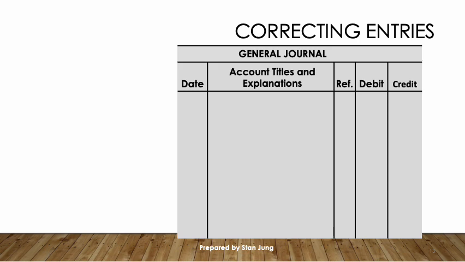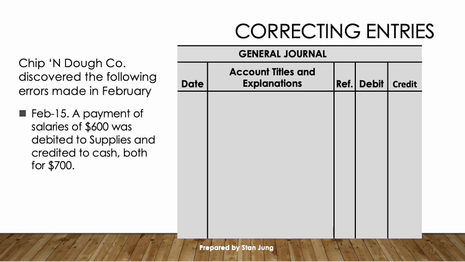So let's take a look at an example here. Chip and Dough Company discovered the following errors that were made in February. On February the 15th, a payment of salaries of $600 was debited to supplies, wrong debit, and credited to cash, both in the amount of $700. Obviously this is a mistake. We need to correct it.